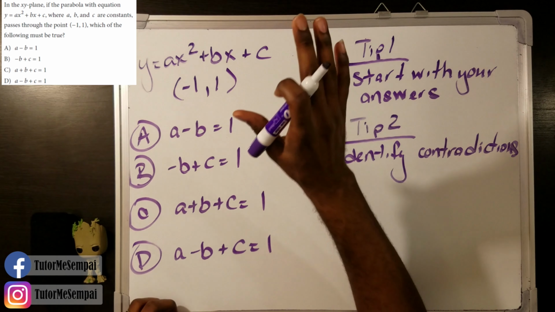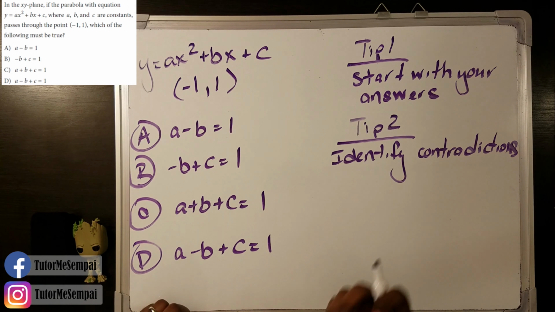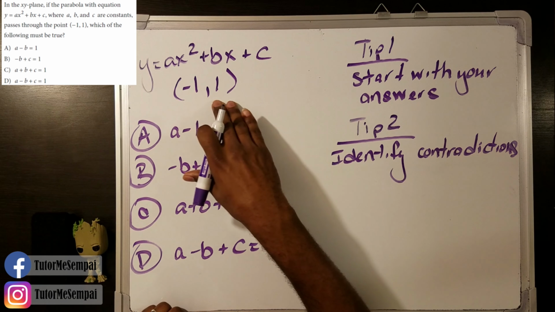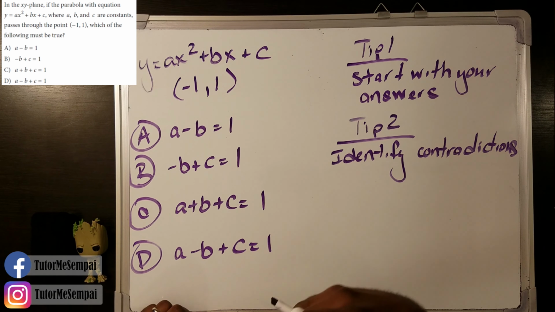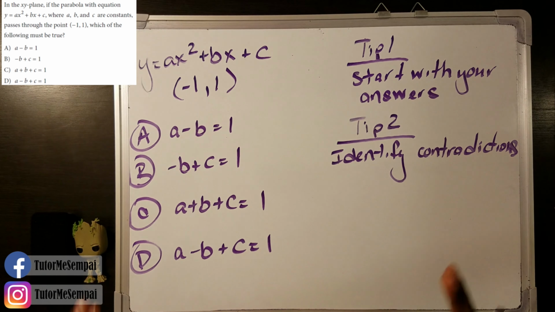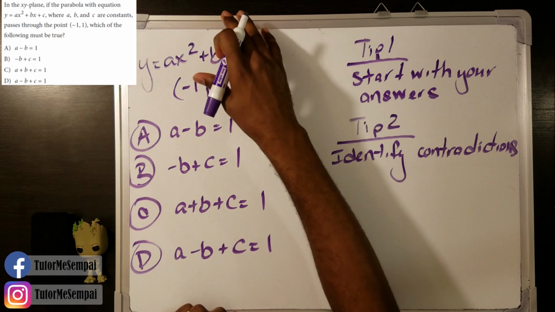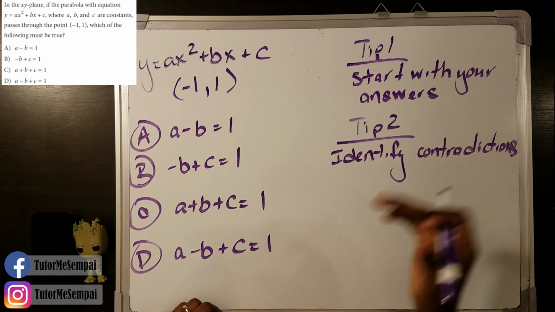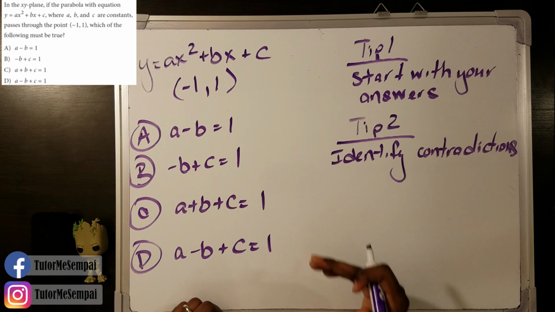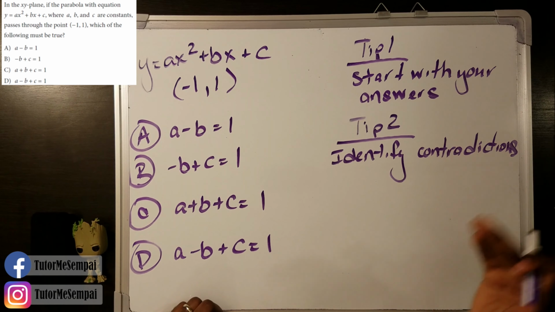You can start with your question this time. However, what I'm going to show you is, what if you didn't have such easy numbers to plug in? What if these weren't just -1 and 1, and they were something much larger, thus making you have to do more work? So try to follow with the steps, and you can see how you don't need to plug it in directly, because that can potentially save you some more time. So tip 1, start with our answers. We're going to look at our answers. And tip 2 is identify contradictions.